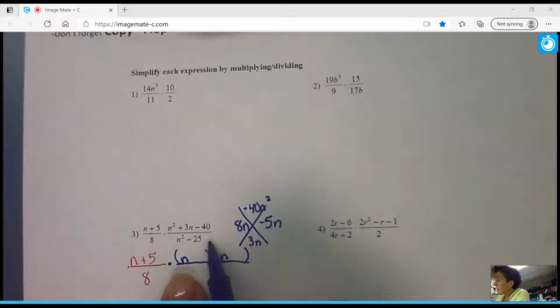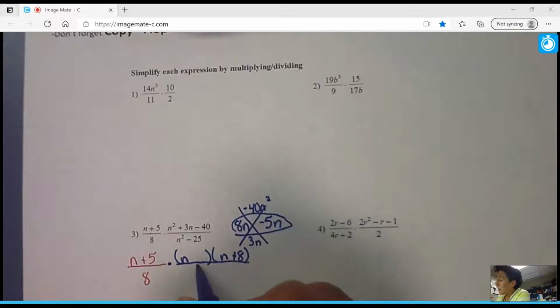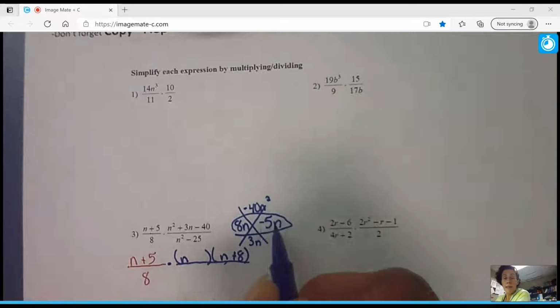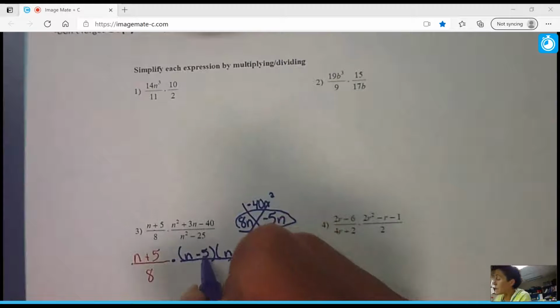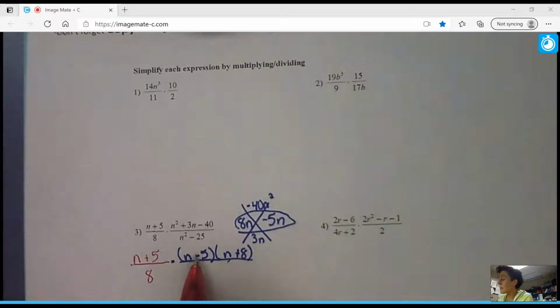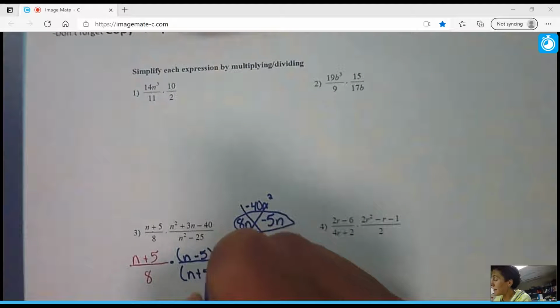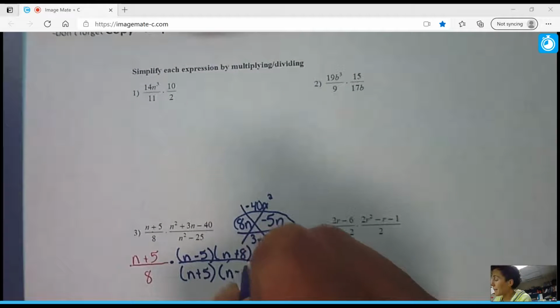And now following a loop, which I'm going to make invisible, n times what makes positive 8? That would be an 8. And then a loop here would be n times what makes negative 5n, and that would be a negative 5. So now that I'm done, I'll just double check. Is there a difference of squares? This is not a difference of squares, and this is not either. So now for my denominator, there's not a GCF, but this is a difference of squares, and this will factor into n plus 5 and n minus 5.